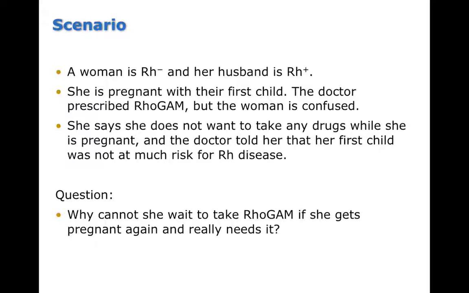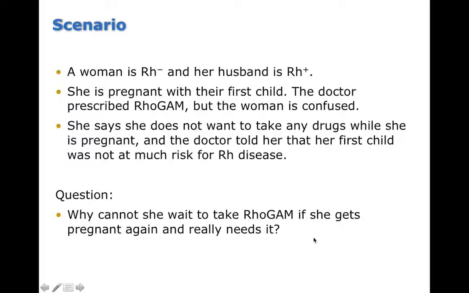So you actually can block antibodies from being able to cross the placenta by using this drug. Now, it's not a drug in the traditional sense. It's actually antibodies that are made in a lab. But this is useful to take if you're thinking about an individual who might be at risk of producing antibodies against their fetus's antigens. Now, the question here says, why can't she wait to take RhoGAM if she gets pregnant again and really needs it?